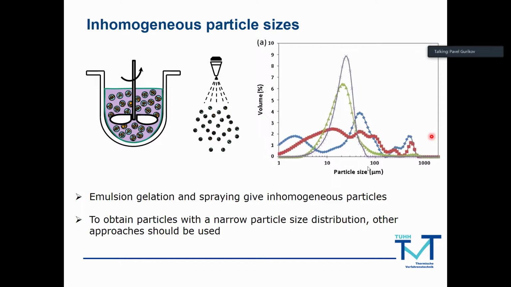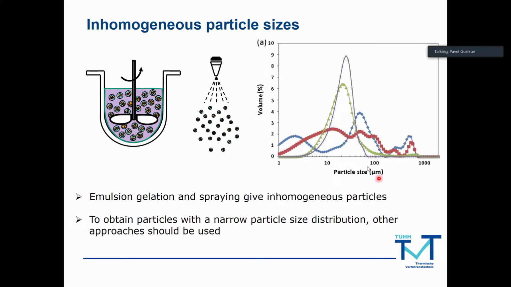What I want you to also keep in mind when we do this emulsion gelation, as I mentioned, is that we have a quite inhomogeneous distribution of energy in our system. We have the highest here, so more energy supplied in this zone compared to these zones. And that's why we never get a very homogeneous particle size distribution.